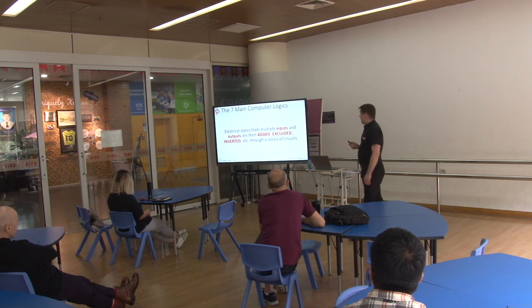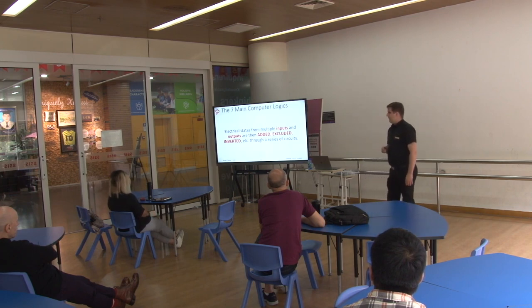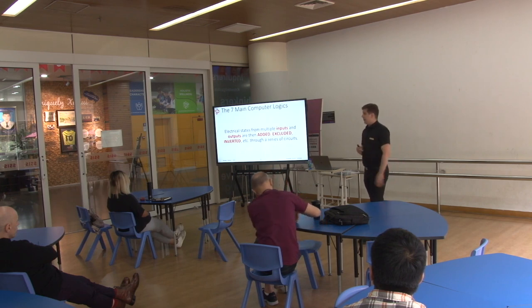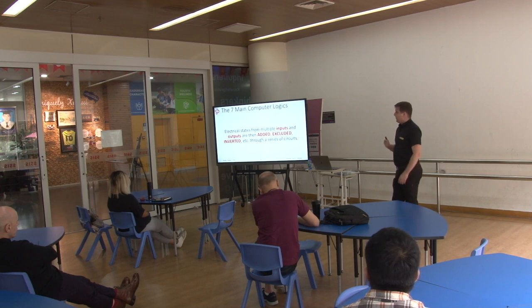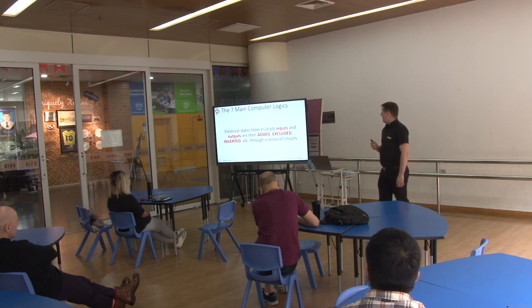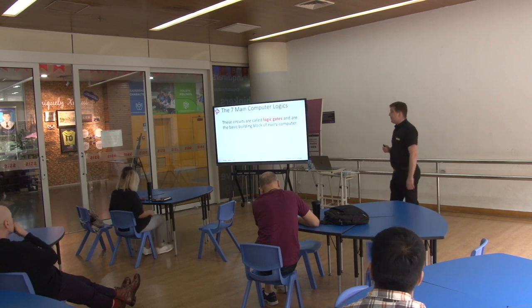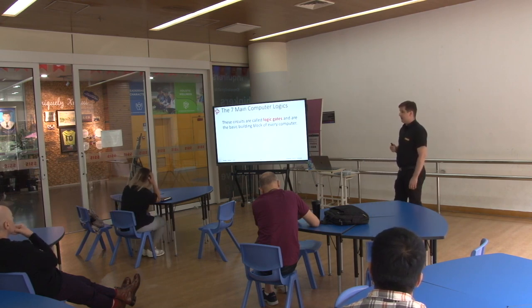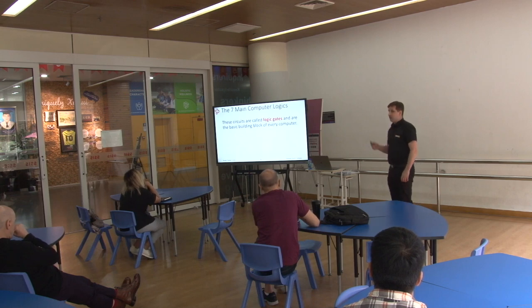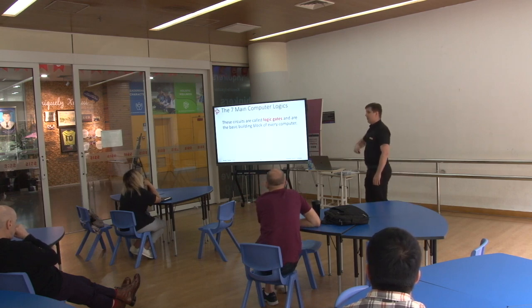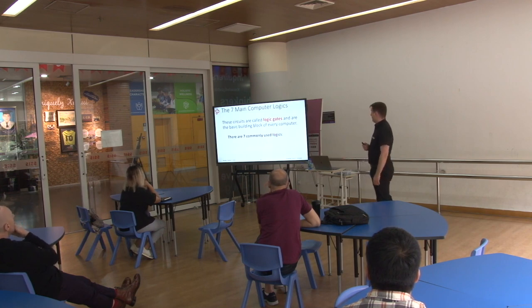Now, electrical states from multiple inputs can be added, excluded, inverted, etc., through a series of different circuits. And this is where our Boolean algebra starts becoming very important. But we also want to go beyond just the math and start looking at the engineering standpoint. So all of these different functions are done through logic gates. These are the building blocks of every single computer circuit in the world. So if you understand the AND or NOT, essentially we can build all of our universal and our exclusive gates. And if we understand that, then we can build our ALU, we can build our RAM, etc.